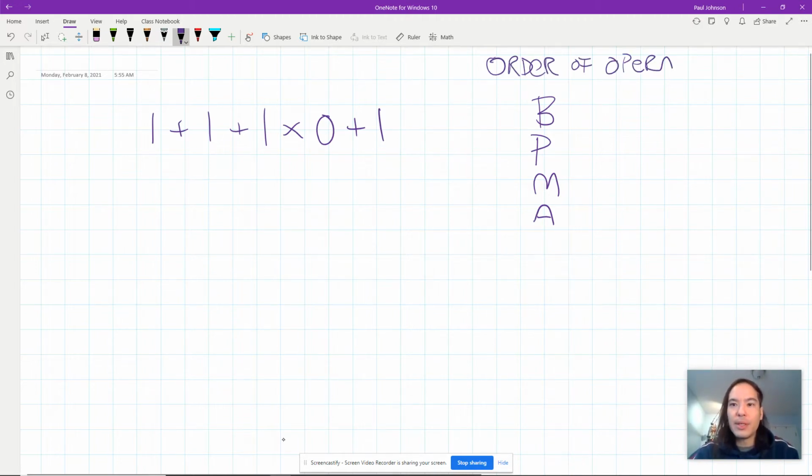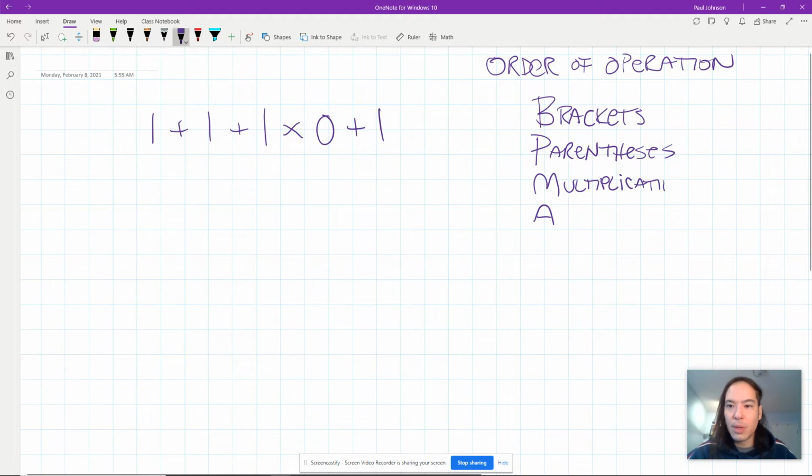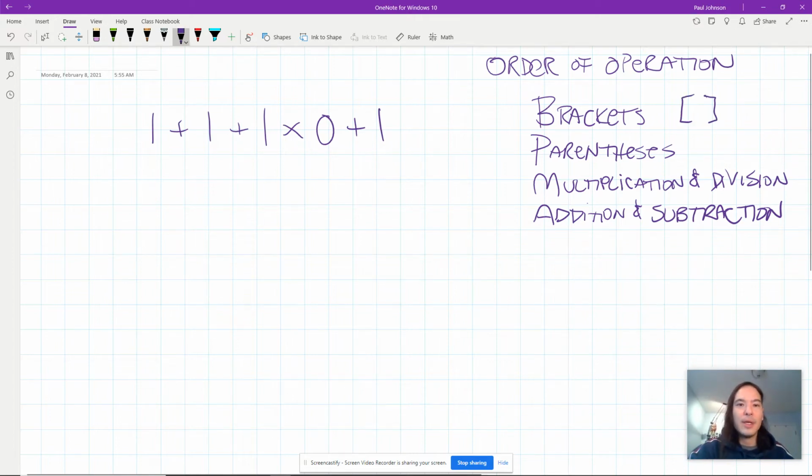And what that means, remember, your operations are like addition, subtraction, multiplication, division. We're going to do those in a certain order. This is kind of like one of those mnemonic devices. BPMA. Boone practices math always. What that means is first, look for brackets. Do you see brackets? I don't. So next step, look for parentheses.